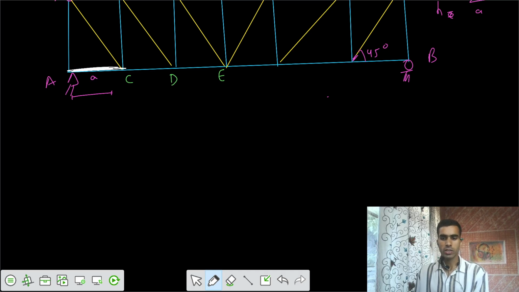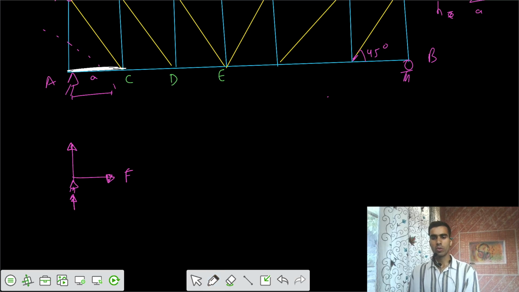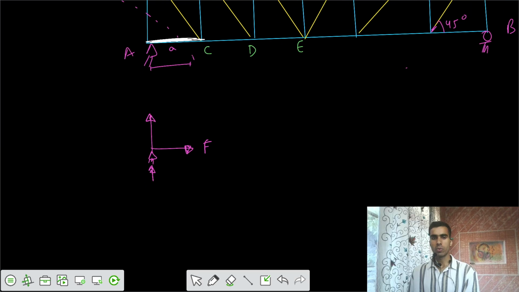Now, how can you cut the section such that fewer members are cut, and your AC calculation is easier? That means you have to cut the section in this fashion. So I'm going to cut the section in this way. So we have this section now. There's some force in this member AC, so I would write this as a force of F. And this one we don't care about what its value is. And we have some reaction here also. First case is when I place the load at the point A.